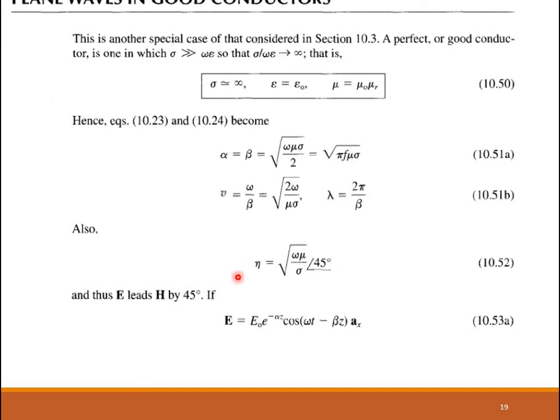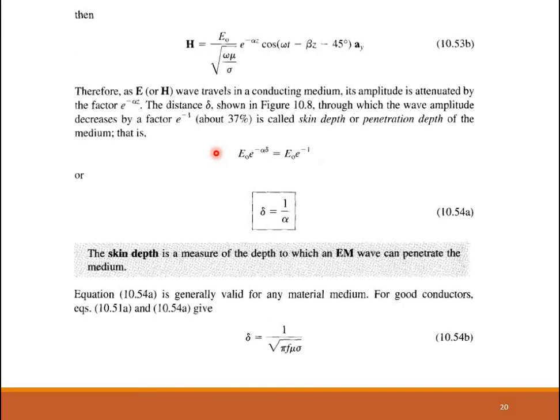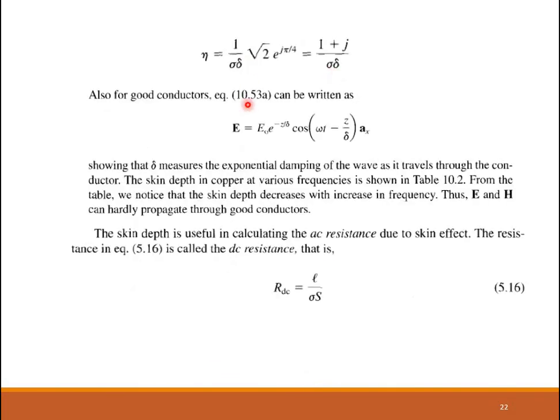Sorry, we are writing for intrinsic impedance. So this equation is also needed. That is, we are using 10.52. In equation 10.52, we are going to correspondingly substitute in terms of 10.51a and 10.54b. So just write down these three equations and substitute, and you will get this.